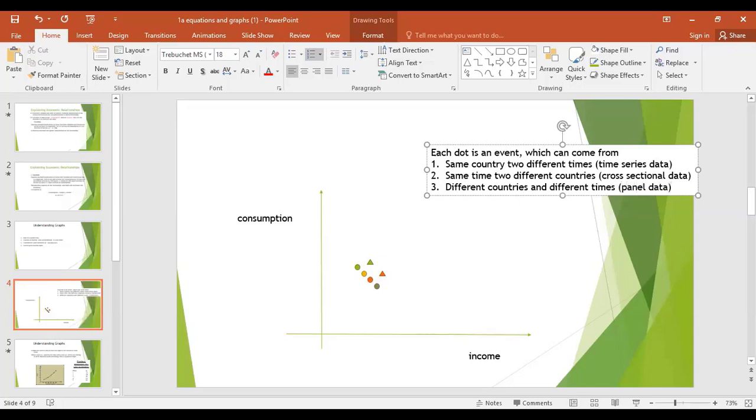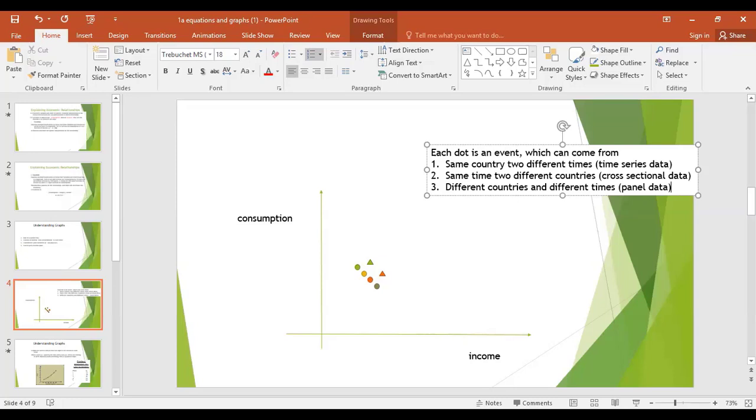So we can plot a graph, and the data source can be any one of these three. It can be panel data, which means it doesn't matter which country, which time it is, we plot all of them. We calculate the data for 10 years for 10 countries. So it's 100 dots. And each dot is telling a story, a relationship between consumption and income for a particular country in a particular time. So the change in dots will have four dimensions, four things: change in consumption, change in income, change in country, change in time.